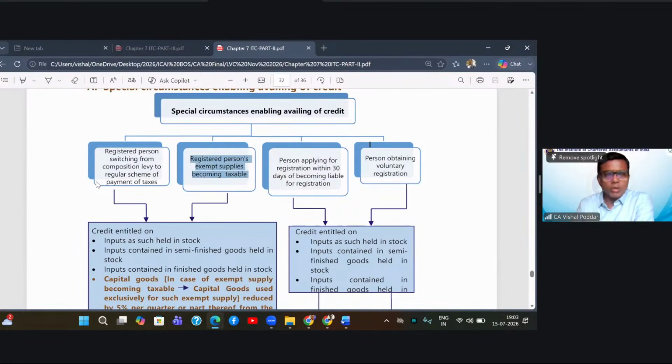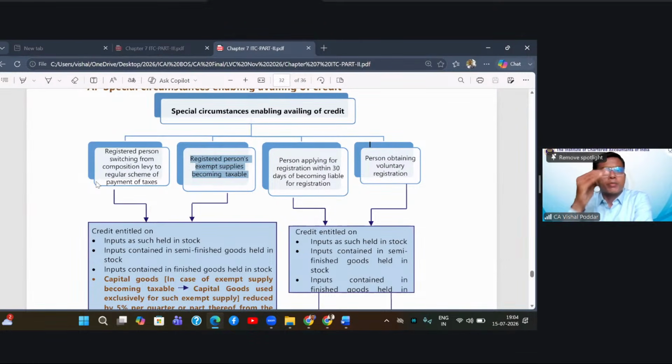Now in all these four categories, students, one thing is common if you observe. Earlier, I was not eligible for ITC. Correct? So prior to this, I was not entitled, I was not eligible for ITC. After this, I become entitled and eligible for ITC. Now, let us say today is the day when I shift from old to new: unregistered to registered, composition to regular, or exempt to taxable.